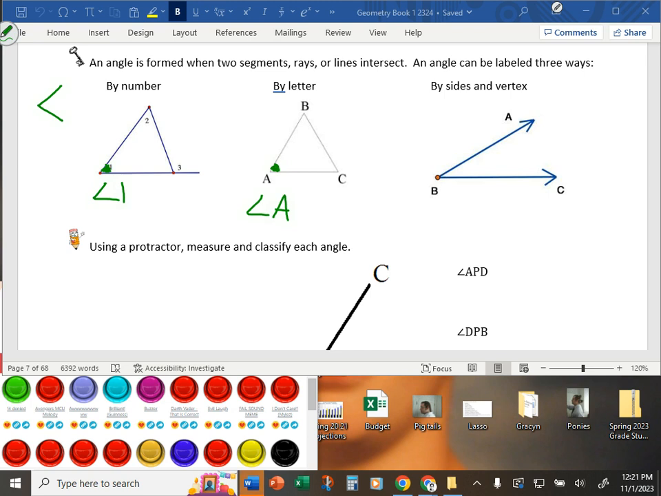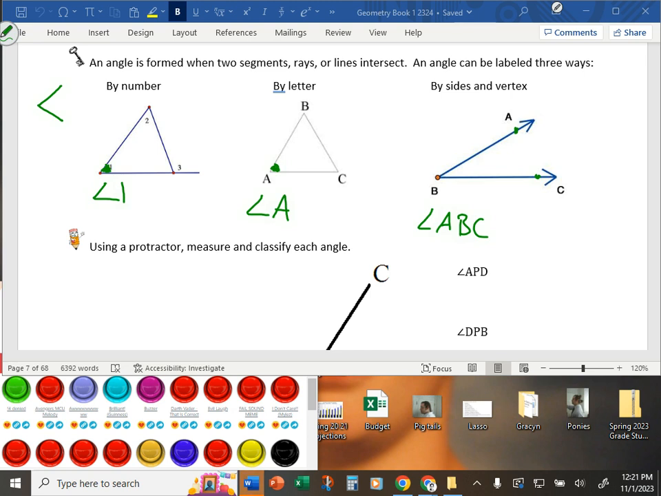Or you can label by sides and by vertex. To where this angle, we could call it angle B, right? Or we could call it angle A, B, C. Do we need to write this? Yes. Meaning it starts at point A, goes down through point B, and continues through point C. Okay, angle A, B, C. Now this diagram is not perfect because there aren't actual point markings on it. We'll add them there. Now it's all good.